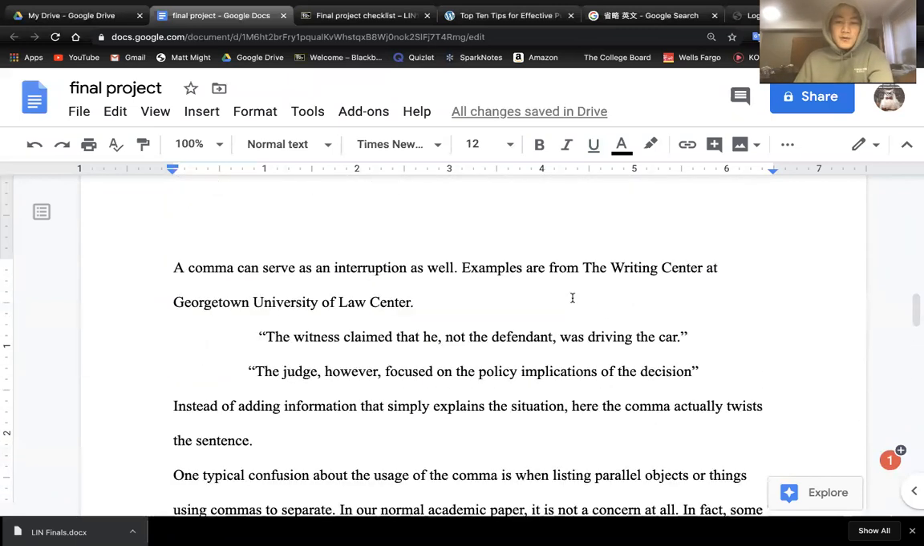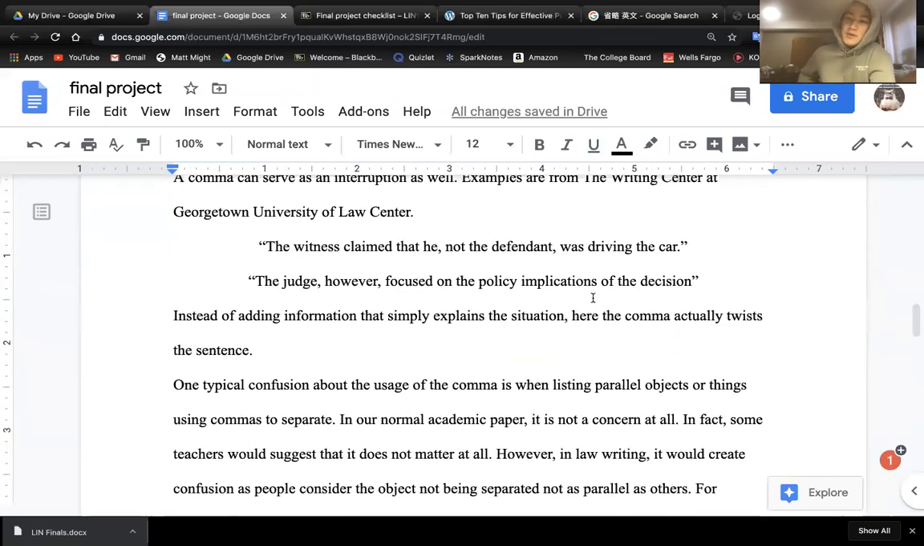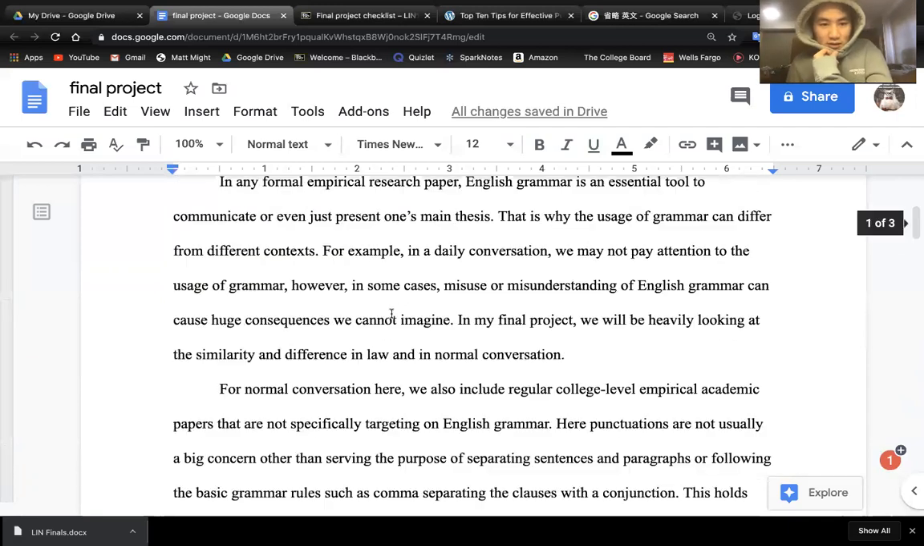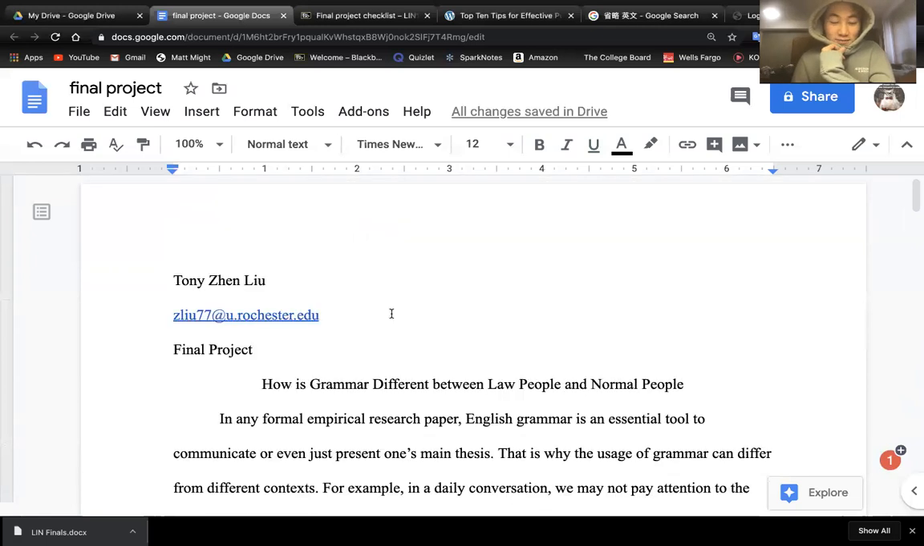So we can see that punctuation for law people versus normal people would actually differ a lot. Throughout the entire project, I found my sources mainly from the law center at Georgetown University, which is a well-known law center. They have automatic ethos that I really appreciated, and therefore I chose most of the data from them. The other side that I compared is normal conversation, which is the environment I myself am in, so it was quite easy to give out data. So this is my project, and thank you very much.